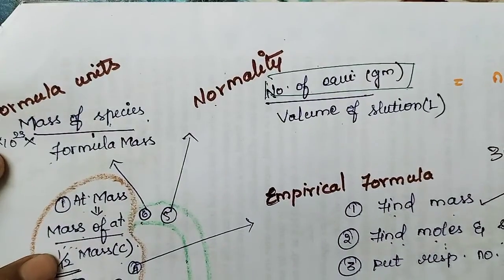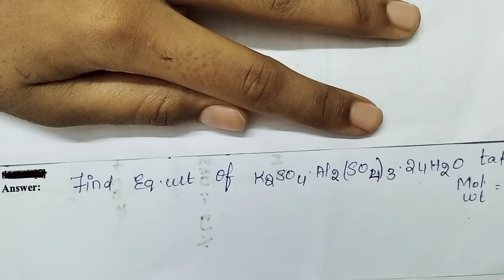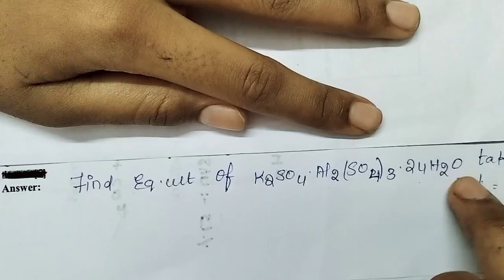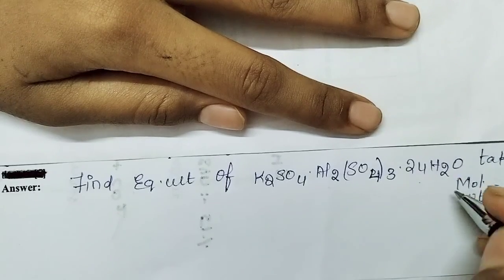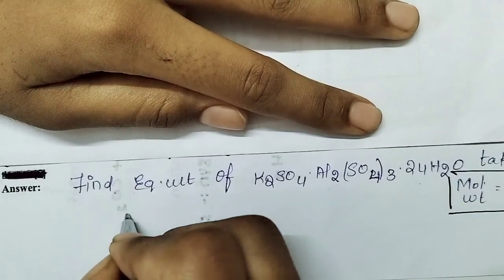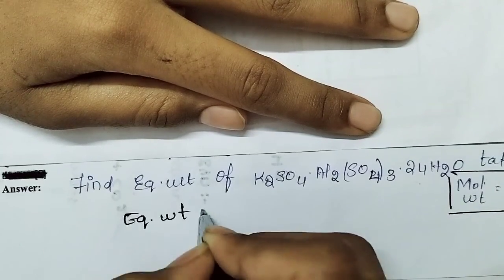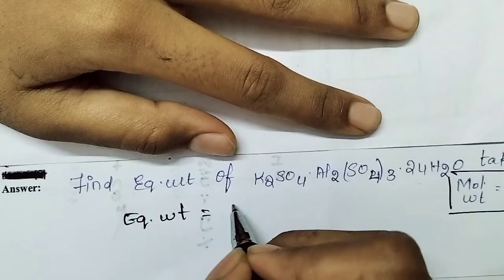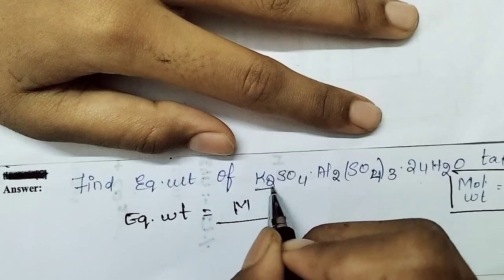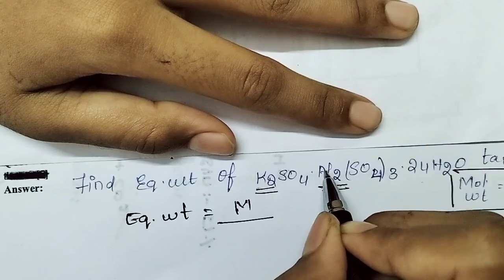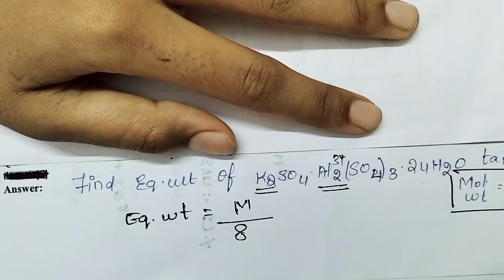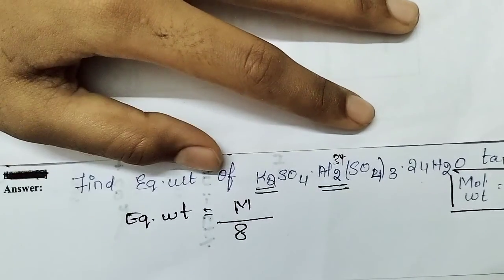Now let's solve a numerical in normality. Find the equivalent weight of this complex molecule, and they have told us to take the molecular weight as m. So how to calculate the equivalent weight? The molecular weight is m, and this is a salt. So how many cations? 2, 3 plus, correct? 3 2s are 6, so 8. So this is the equivalent weight.